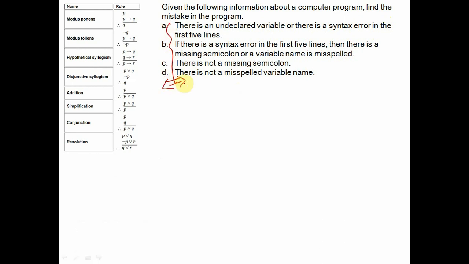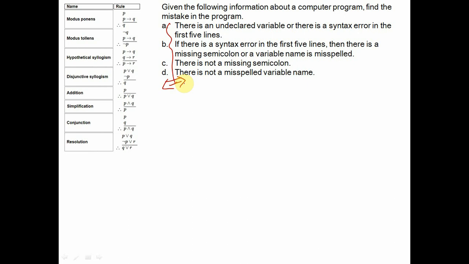See, what this question actually means is that once, let us say you are decoding a particular program, and while decoding it, you come across these facts that there is an undeclared variable. We are assuming that the program does not compile properly. So you know that the program has some error. Now, while debugging the program, you get certain clues. Clue number 1 says there is an undeclared variable, or there is a syntax error in the first 5 lines. That's why the program is not running or not compiling.